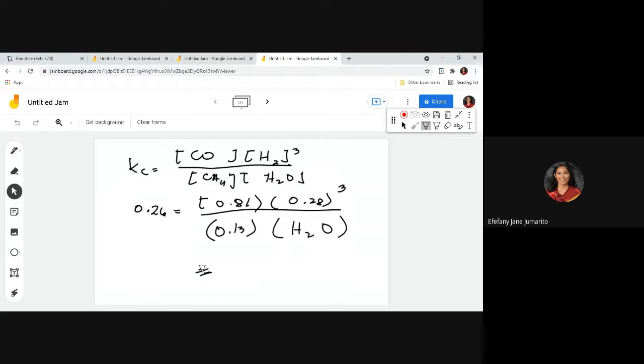We're all set here. So, what is the value of H? Let's use 0.26. What is the numerator? 0.81 times 0.28 cubed. So we have 0.28 cubed. Cube it first, class, times 0.81.